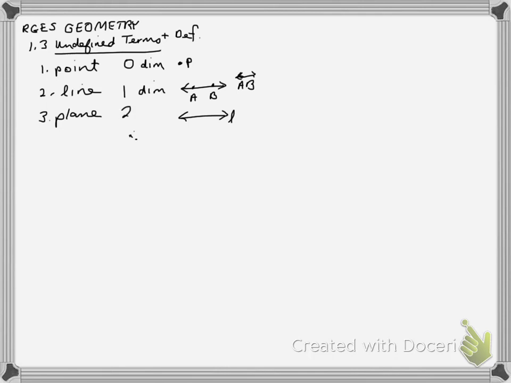Finally, a plane has 2 dimensions. It goes on and on, both in length and width. You could think of the ceiling or the wall of a room as somewhat of a picture of a plane, and where the ceiling and the wall meet would be the line. But really, that's a poor visual because those stop at some point. But a plane goes on and on in both directions.